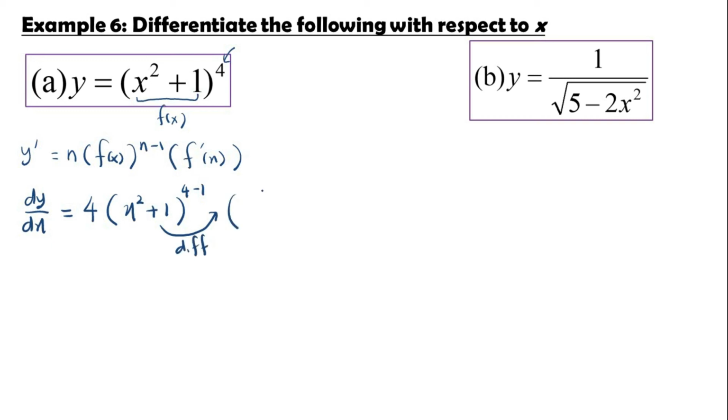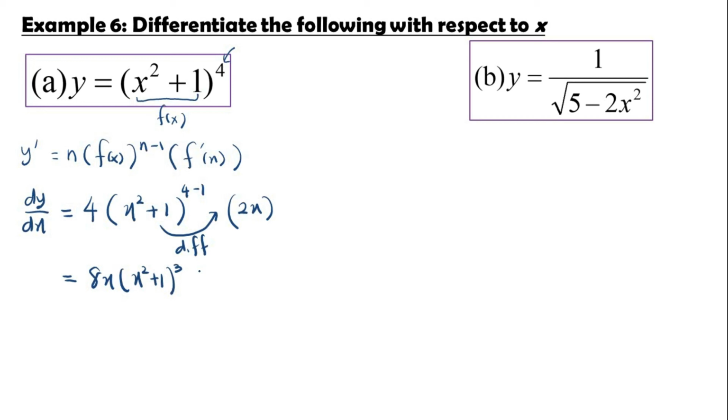So x squared plus 1, if we differentiate this, we get 2x. And last part, you just have to simplify your final answer. So in this case, our final answer would be 8x times x squared plus 1, the whole thing to the power of 3. Easy, right? So practice once again with question B.